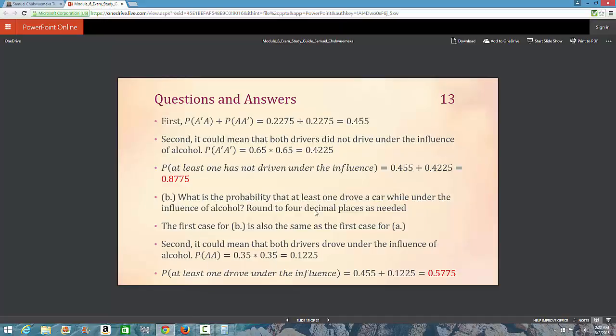B, what is the probability that at least one drove a car while under the influence of alcohol? So it's still the same reasoning. Okay, at least one means greater than or equal to 1. First one has driven, second one has not driven. Or first one has not driven, second one has driven. Or both of them have driven. Okay, so when you do that, you get 0.5775.